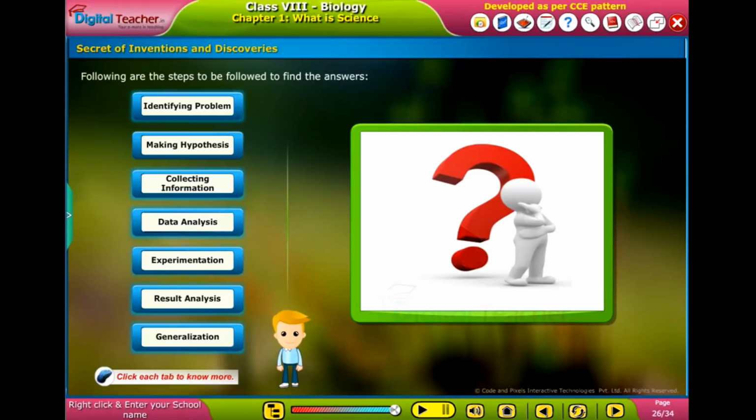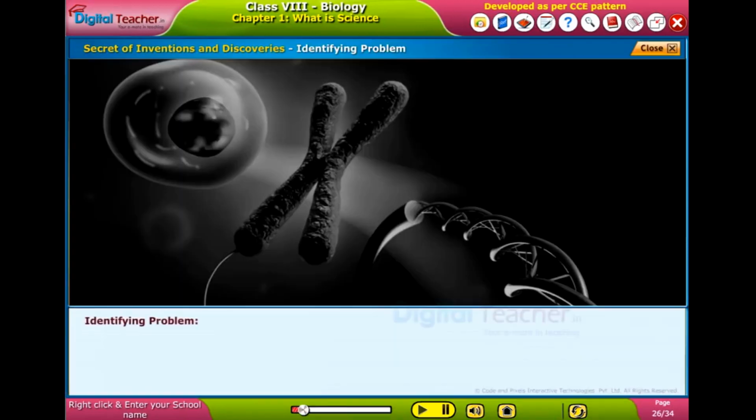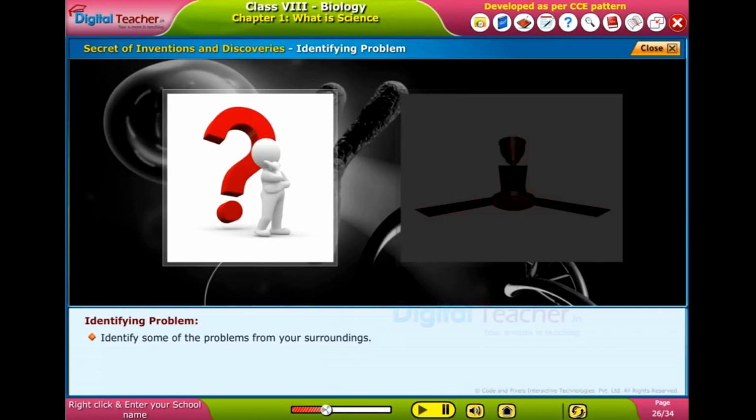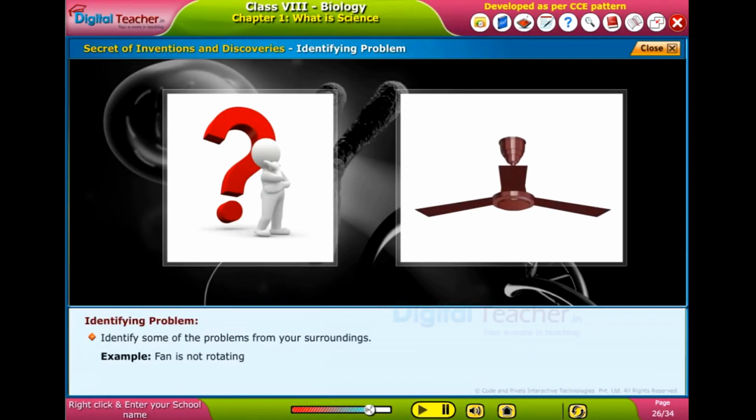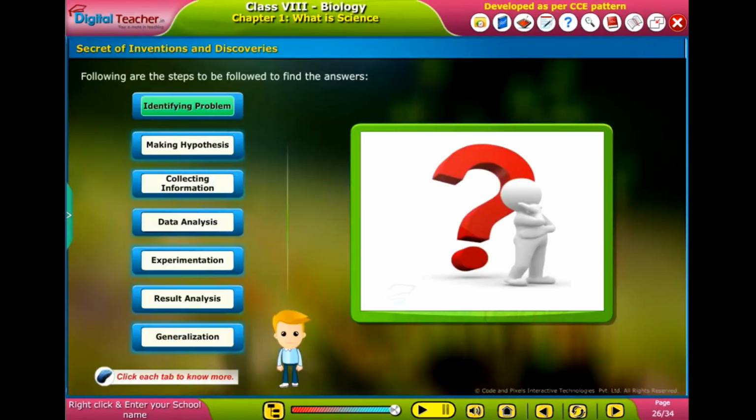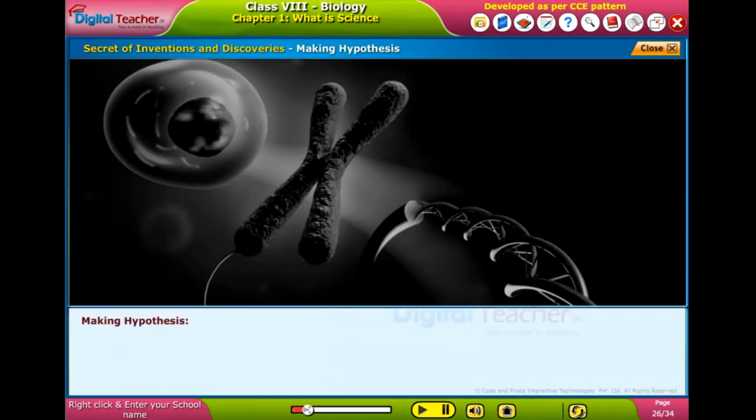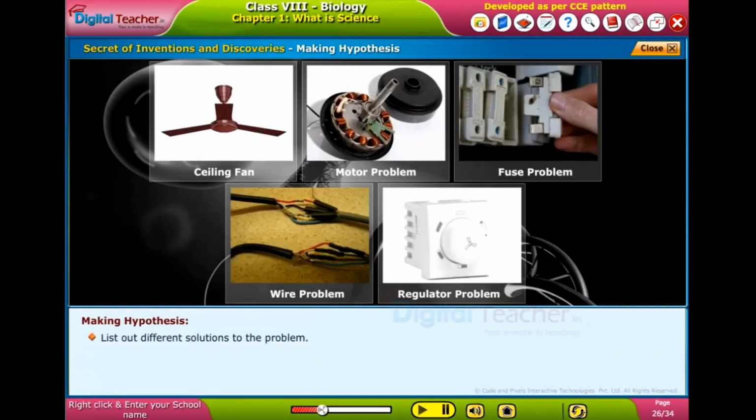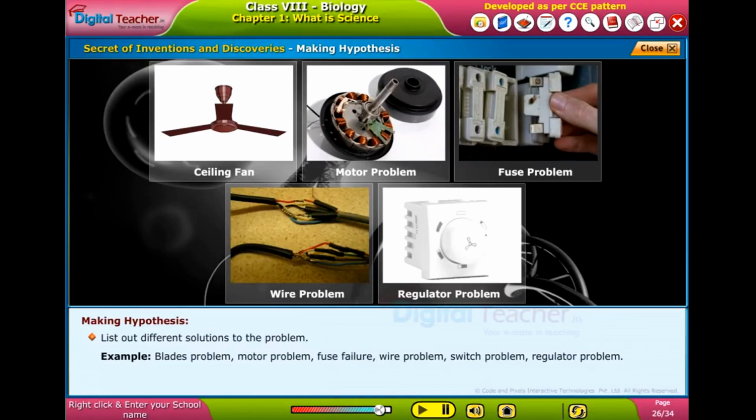Identifying problem. Identify some of the problems from your surroundings. Example, fan is not rotating. Making hypothesis. List out different solutions to the problem. Example, blades problem, motor problem, fuse failure, wire problem, switch problem, regulator problem.